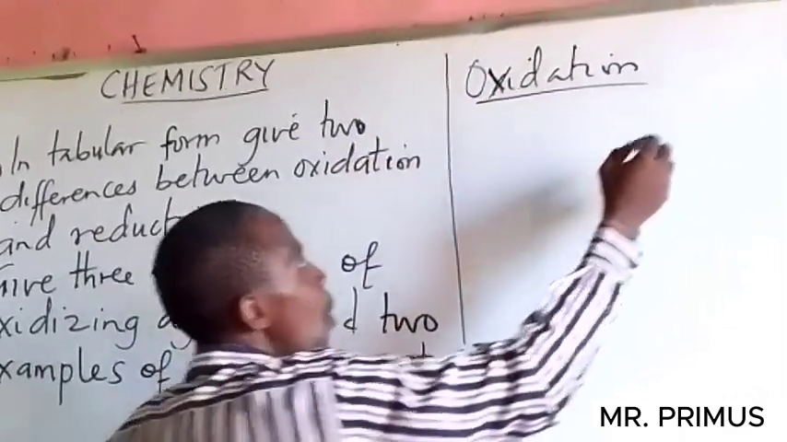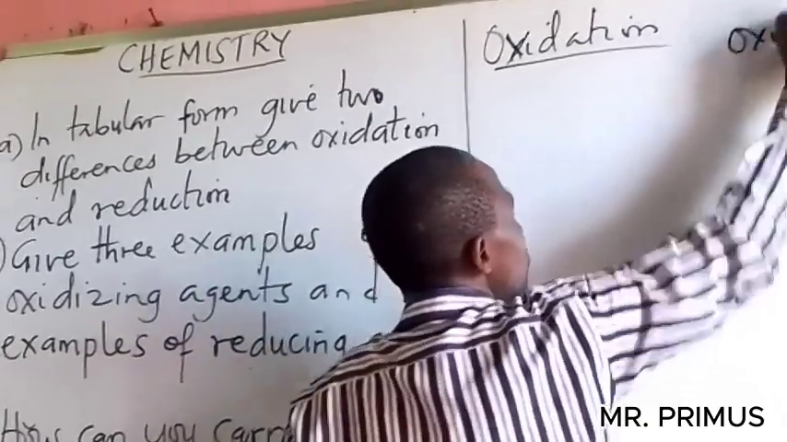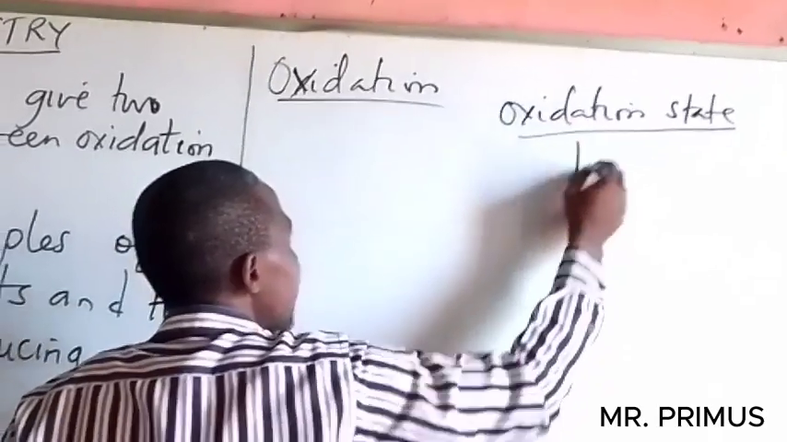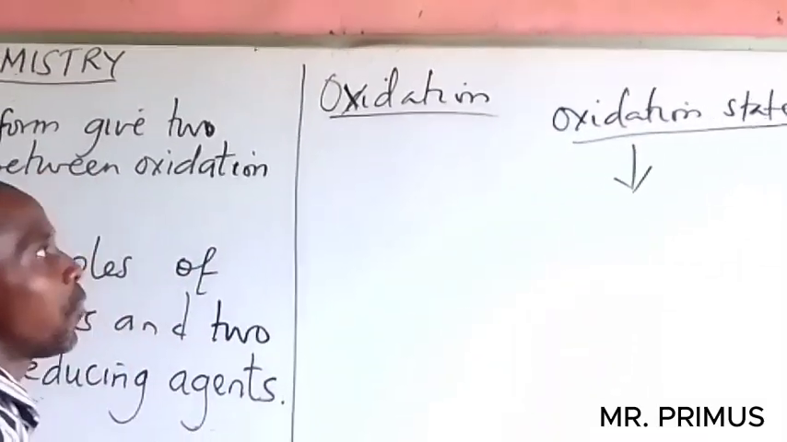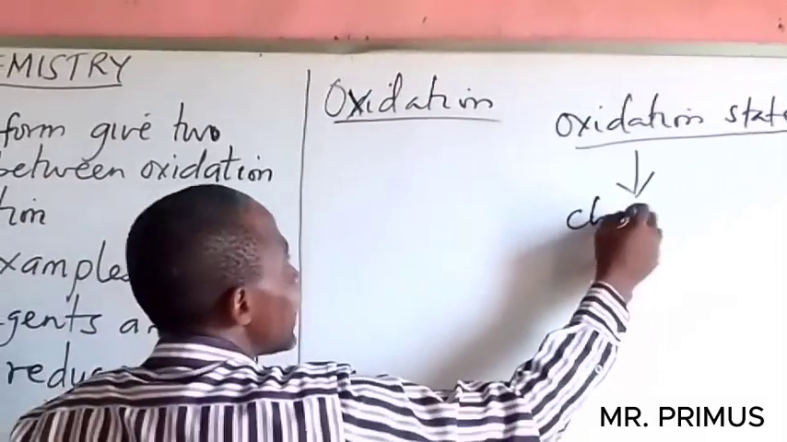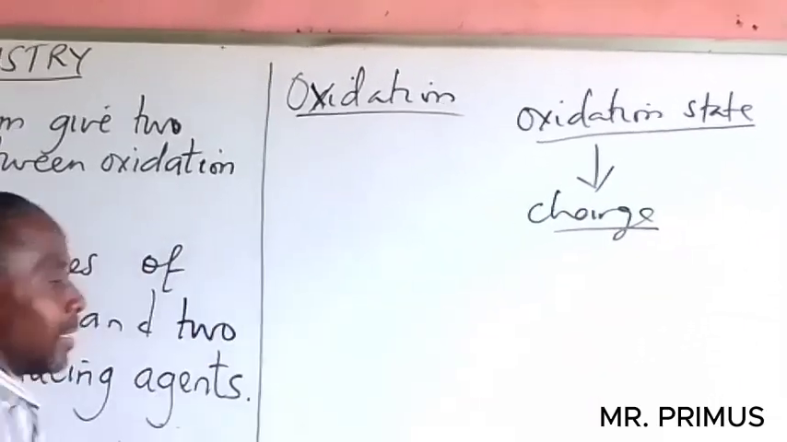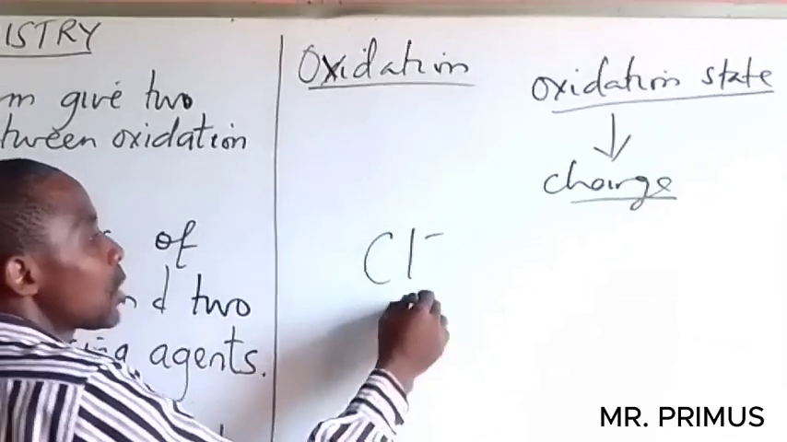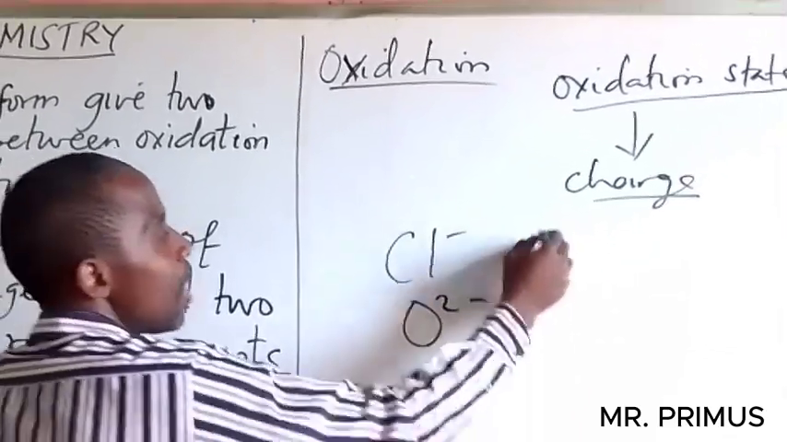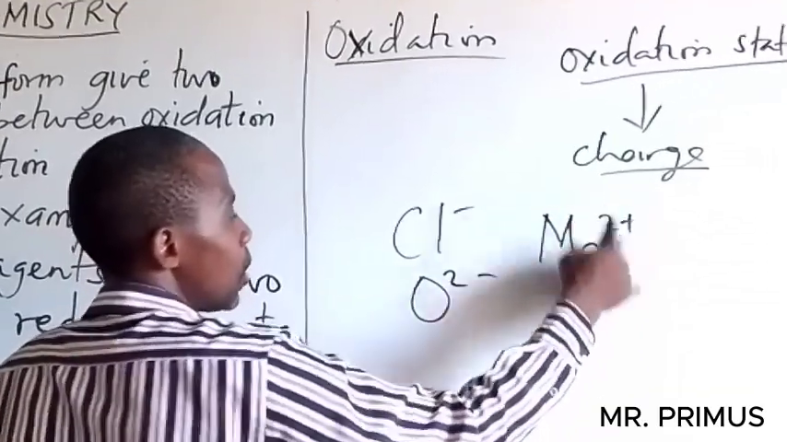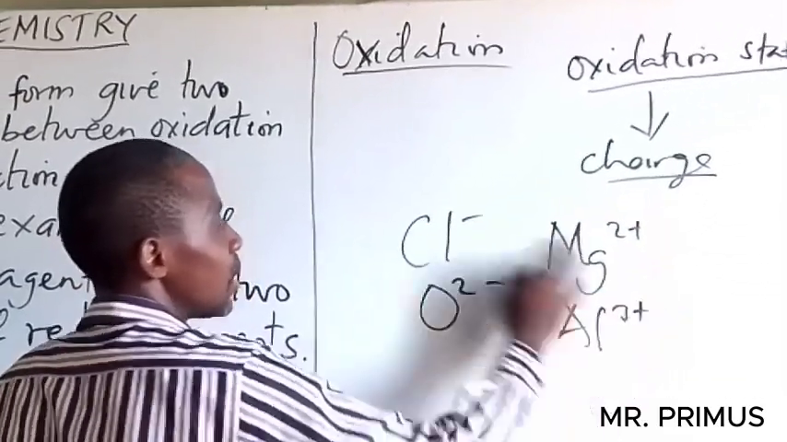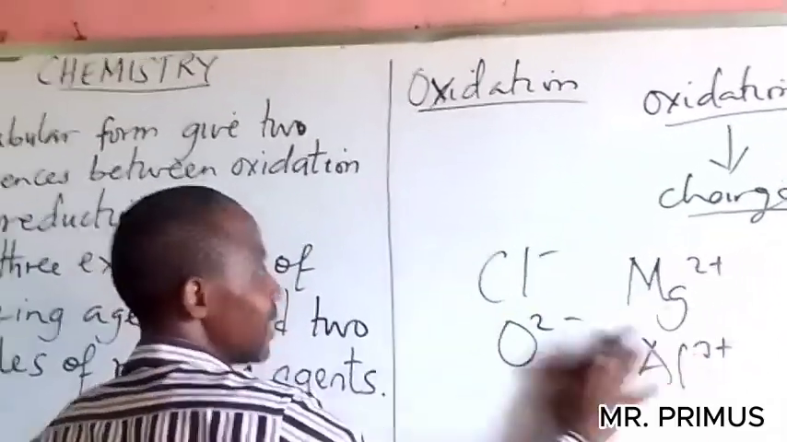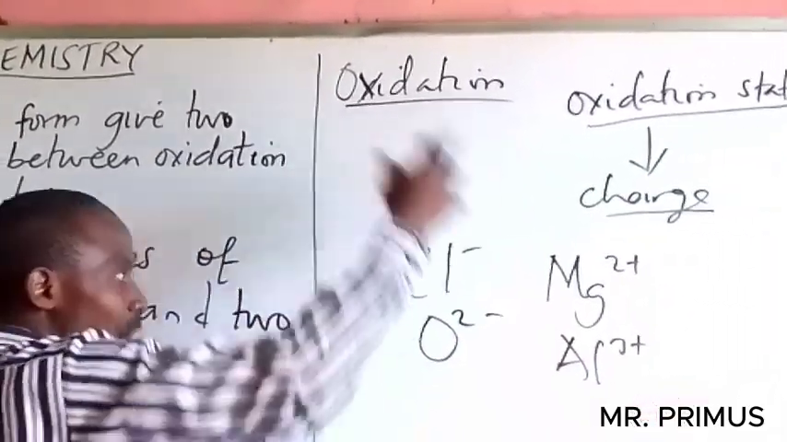Oxidation. Now, I want to ask you, what is oxidation state? I don't want to give the definition in the general form. Oxidation state involves just the charge. Now, the oxidation state of chlorine is -1. Oxygen is -2. Right? Magnesium is +2. Aluminum is +3. These are oxidation states, the charges.